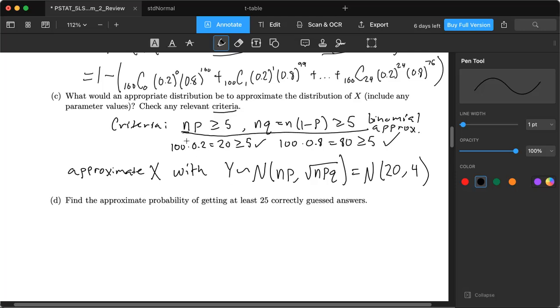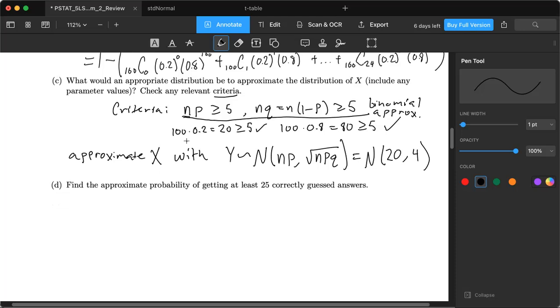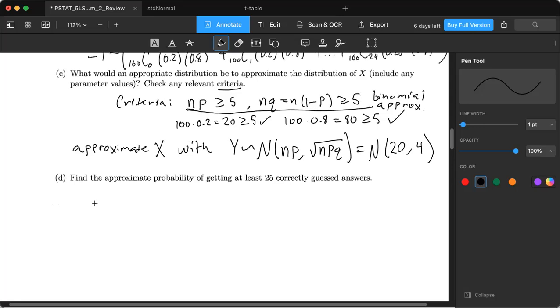And the n greater than 30 is if you're taking the mean of something and you want to say that the sample mean is normally distributed. Okay, so now we're going to find the approximate probability of getting at least 25 correctly guessed answers. So we want to approximate the probability that x is greater than or equal to 25.